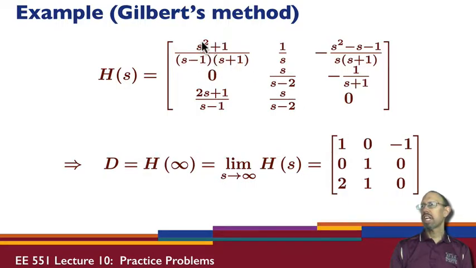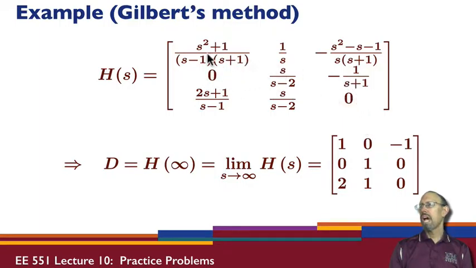Okay, so notice this is second order over second order, first order over first order, zeroth order over first order, first order over first order, second order over second order, zeroth order over second order, and zero. So when I take the limit as s goes to infinity, anytime the order of the numerator is less than the order of the denominator, that will go to 0. Okay, so this term goes to 0, that term goes to 0, and you can see how that appears here. These two terms were already zeros.